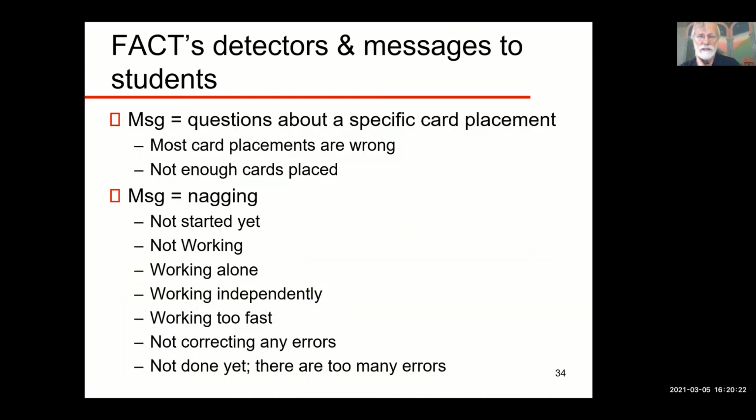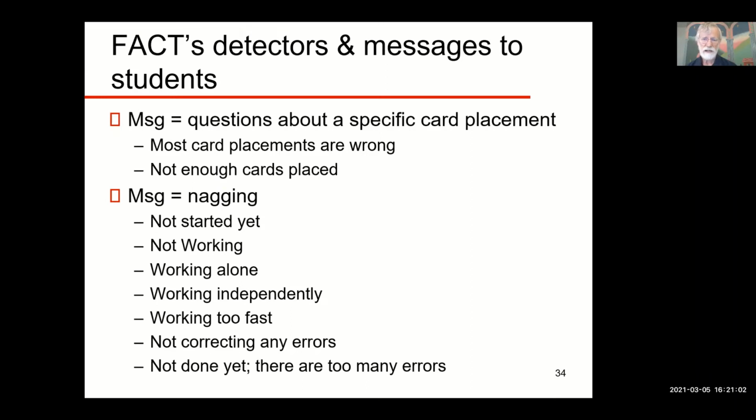So FACT's messages are driven by a bunch of detectors. So they get the one about specific card placements when most of the card placements are wrong, or not enough cards have been placed at all. These are supposed to help a person move forward. The nagging occurs when people haven't started yet, or they haven't done anything in a long time, they're not working, or one student is doing all the work in a group that's working alone, or when the two students are working independently, so you can see two cards moving at the same time, one by one student, one by another. Or if they're working so fast that they can't possibly be discussing their placements with each other. There's no time to speak. Then they need to slow down and explain their justifications to each other.